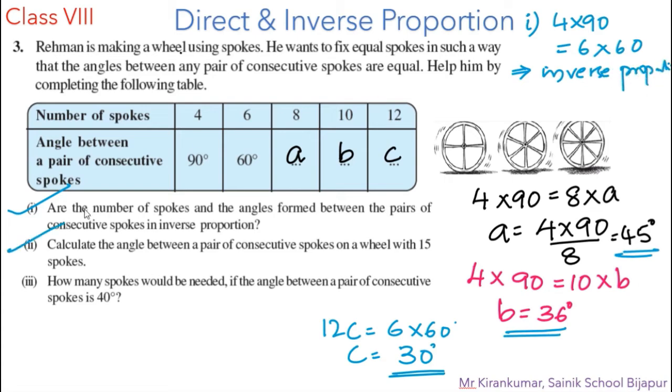The second question is to calculate the angle between the pair of consecutive spokes. So this is for the second one. We have found the angle between them.